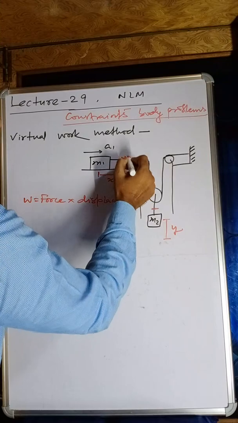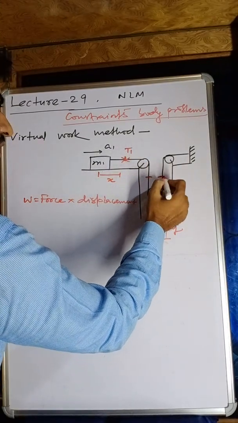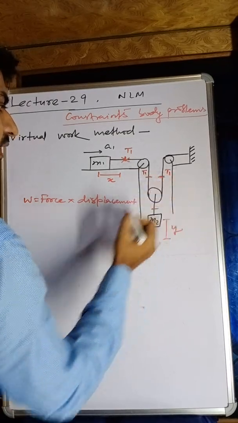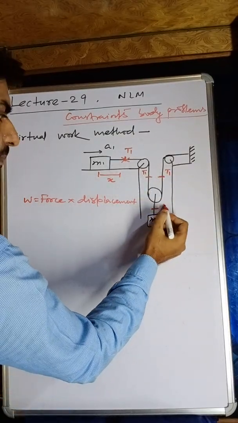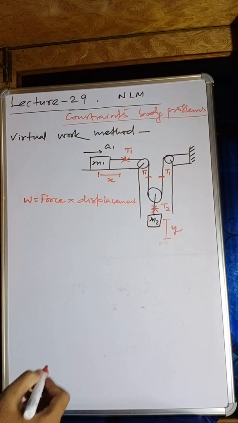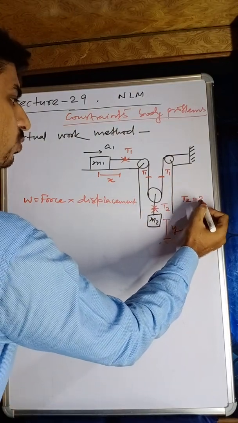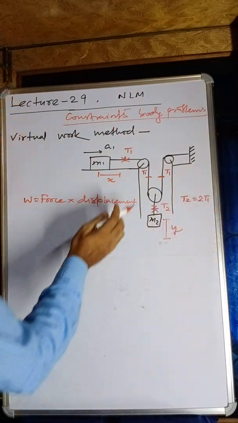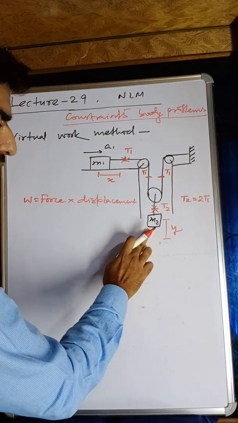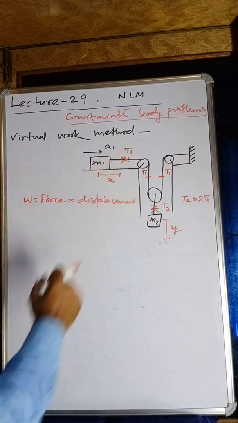Suppose it is tension T1. Again, here will be T1, here will be T1. I hope you understand. Here it will be T1 and T1. But what will be the tension over here? If it is T2, my dear students, then you can write T2 is nothing but twice of T1. This T1 plus T1 will be T2. It means this body is moved by a force of T2 and this body is moved by a force of T1.